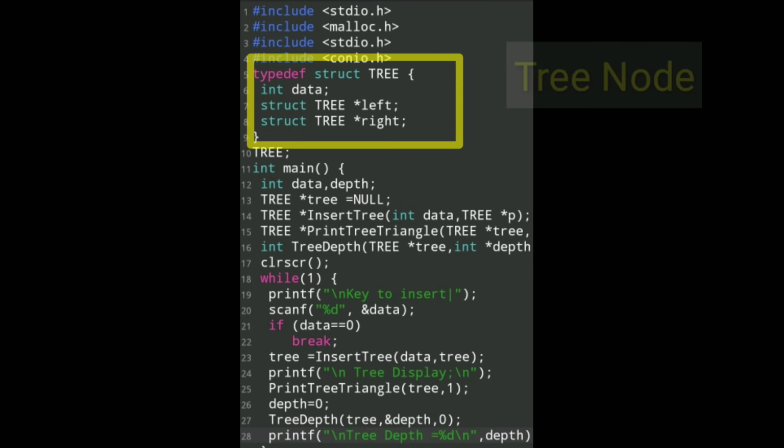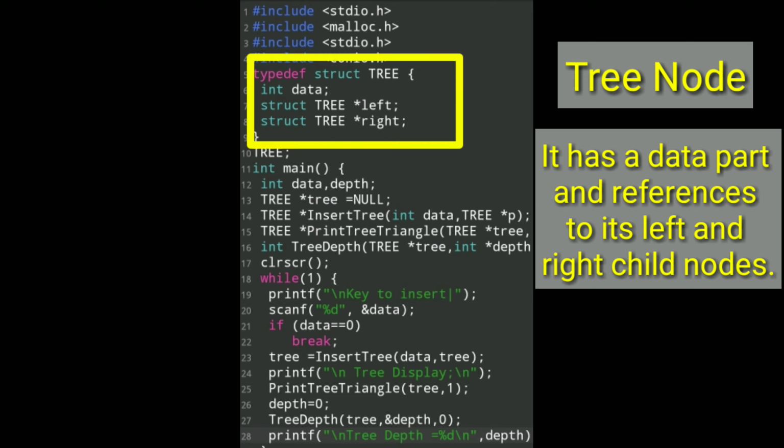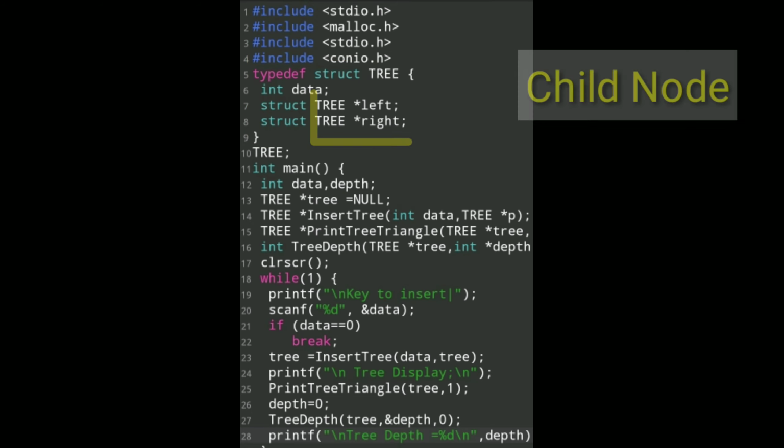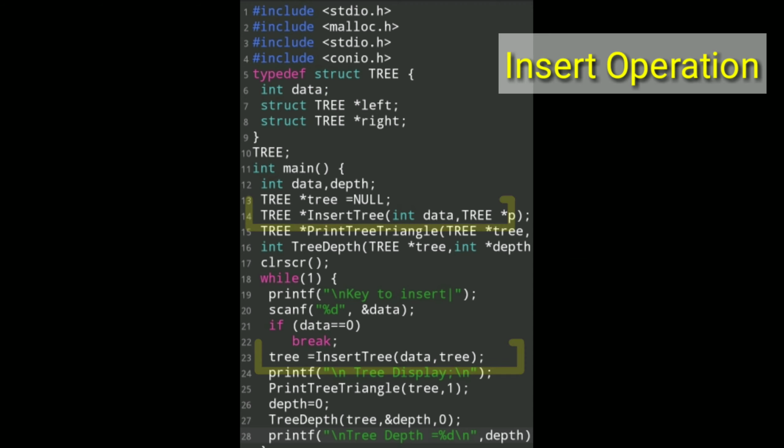In this part, this is what we call the tree node. A tree node has a data part and references to its left and right child nodes. So what is a child node? A child node is the node given below a given node, connected by its edge downward.